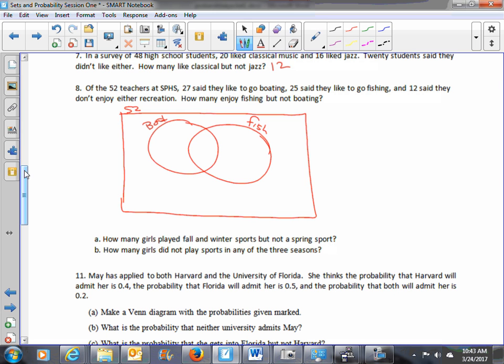Now, there are 12 that don't enjoy either, so let's let this be X. How many like boating? 27. So this is 27 minus X. And how many like fishing? 25, so 25 minus X. And we know that the total number of teachers inside these two circles is 52 minus 12, or 40. So 40 is going to be equal to 27 minus X plus 25 minus X.